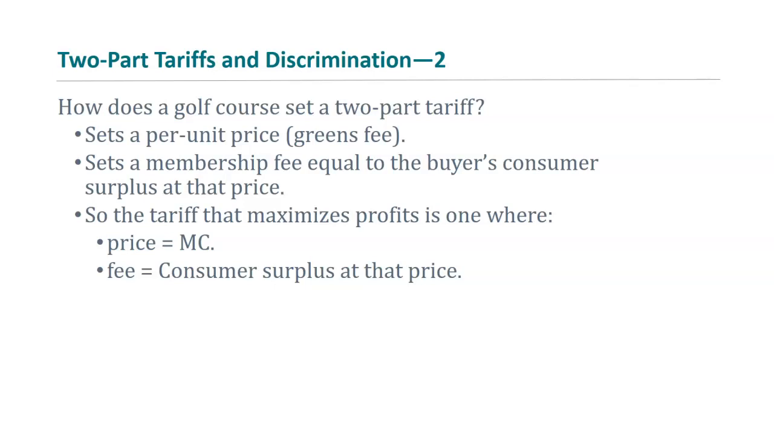The consumer's going to walk away with no surplus left at the end of the day because you're making them pay you all of what they would have had in surplus. But that maximizes your profits as a golf course. And that's a two-part tariff system.